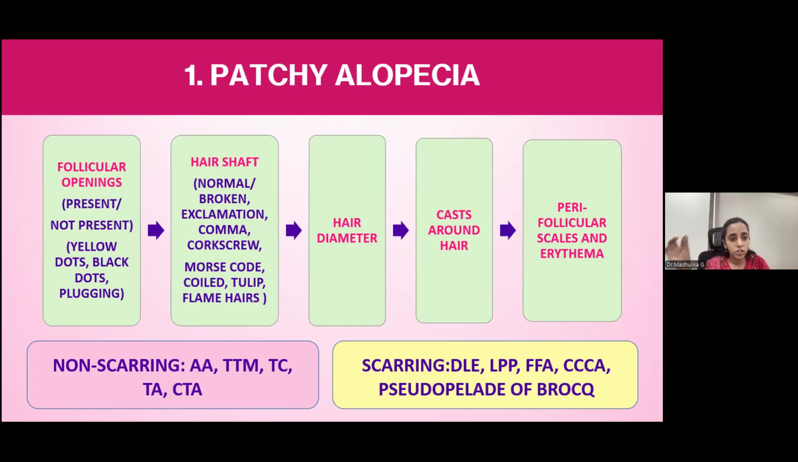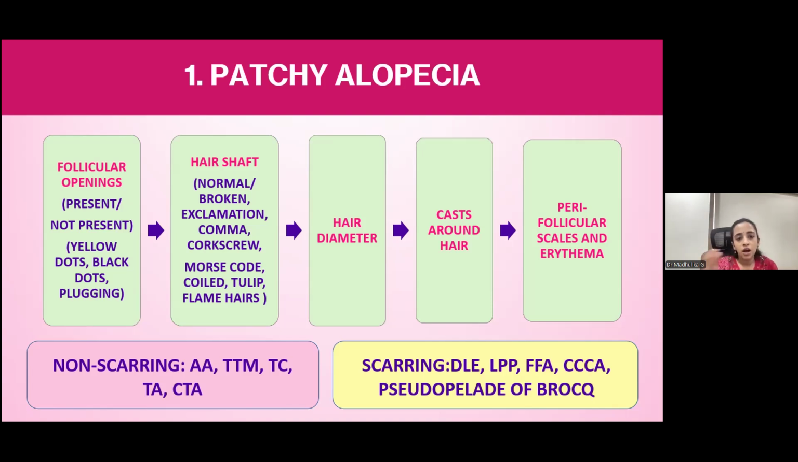Then you look at the hair shaft proper. Now see if the hair shaft is normal. Are there enough number, like 1 to 4 terminal hairs coming from the opening? Are the hairs broken? Are they comma shaped, corkscrew, Morse code hair, tulip hairs, etc.? So any hair shaft abnormality should be noted. The diameter of hair also should be noted. So basically, the diversity in the hair shaft diameter might indicate a certain condition.